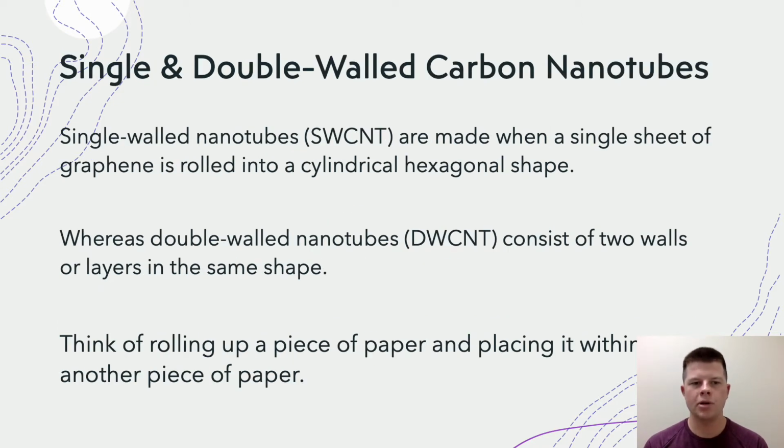So, single-walled carbon nanotubes are made when the single sheet of graphene is rolled into that cylinder shape, which I previously mentioned. And the double-walled nanotubes consist of two walls or layers in the same shape. Yet again, you could get those by taking multiple sheets of graphite and rolling those up to get the double-walled, or you could basically just have two single-walled nanotubes, one inside of the other. So, like I said, just think of it as rolling a piece of paper and basically placing one inside of the other.